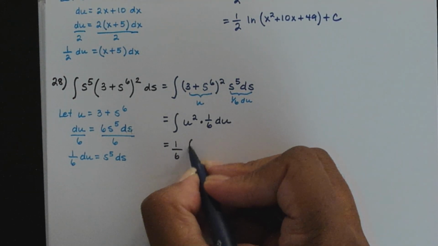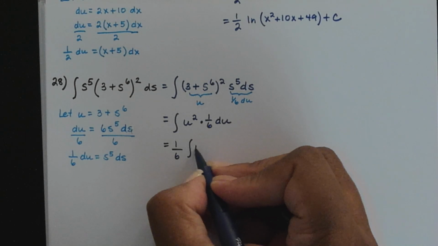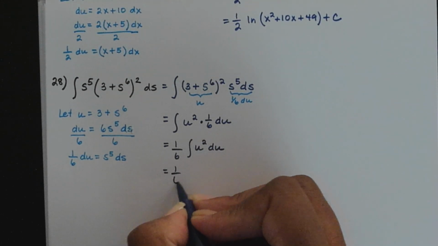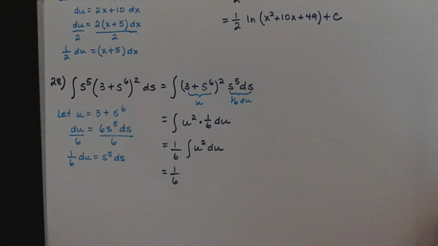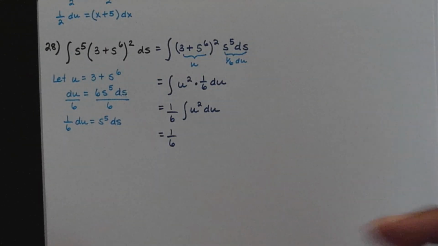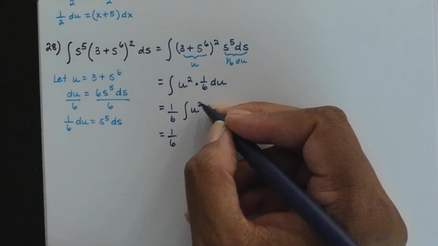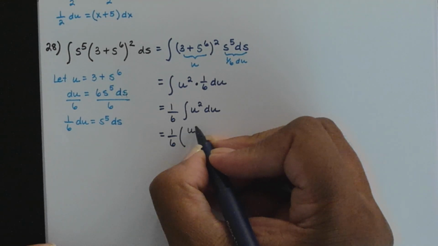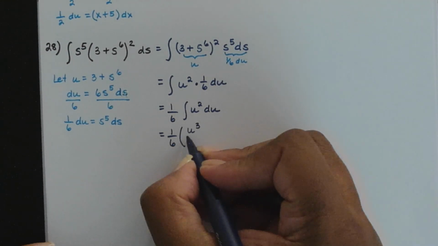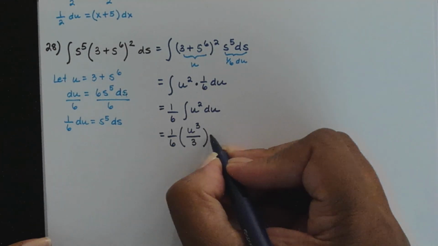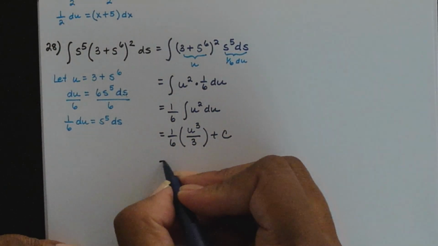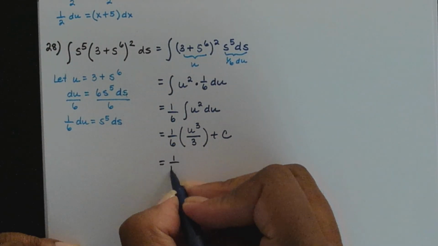Put the 1/6 out in front, so it'll be 1/6 times the integral of u squared du. And then we use the power rule for integration. So the integral of u squared du will be what? U to the third over 3. And again, this is an indefinite integral. You have to include the plus c. And then 1/6 times the third will be 1/18.